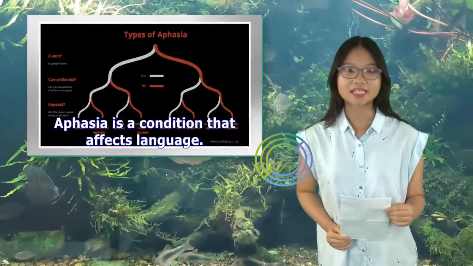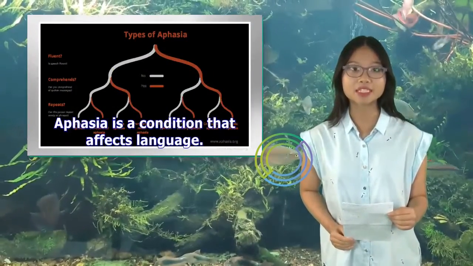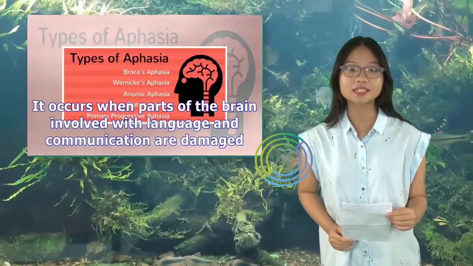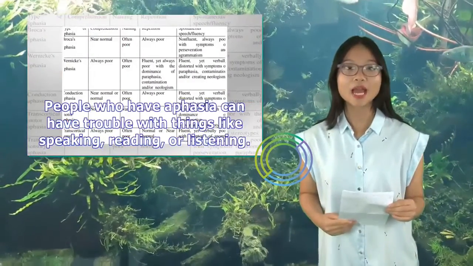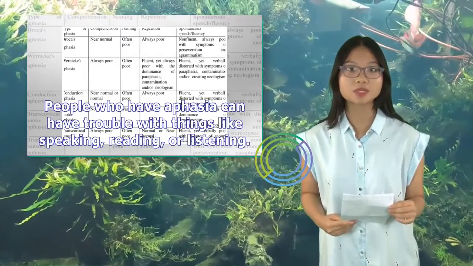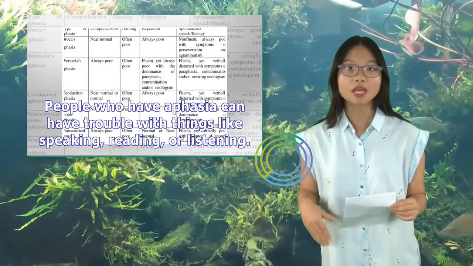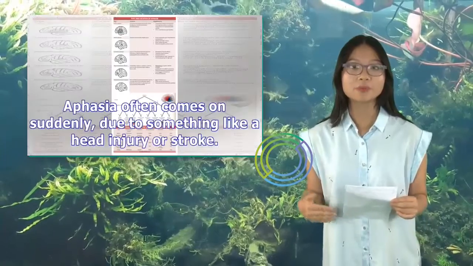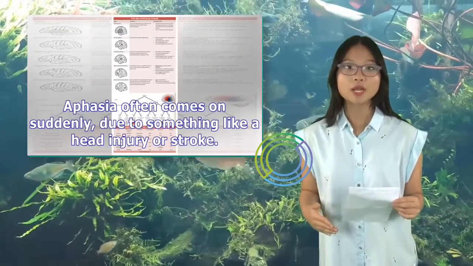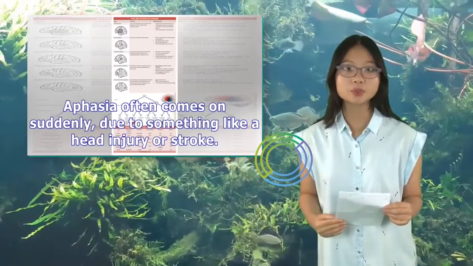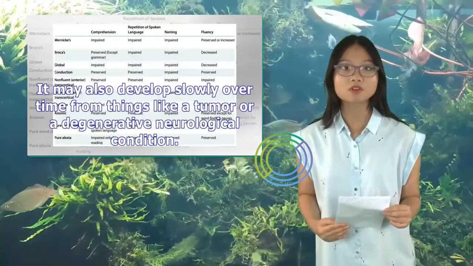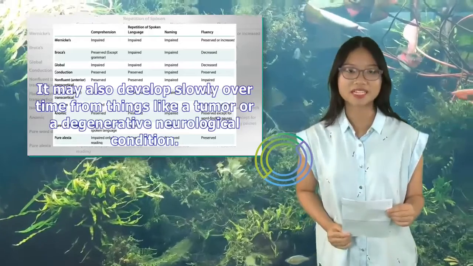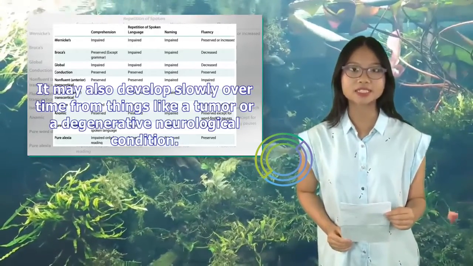Aphasia is a condition that affects language. It occurs when parts of the brain involved with language and communication are damaged. People who have aphasia can have trouble with things like speaking, reading, or listening. Aphasia often comes on suddenly, due to something like a head injury or stroke. It may also develop slowly over time from things like a tumor or a degenerative neurological condition.